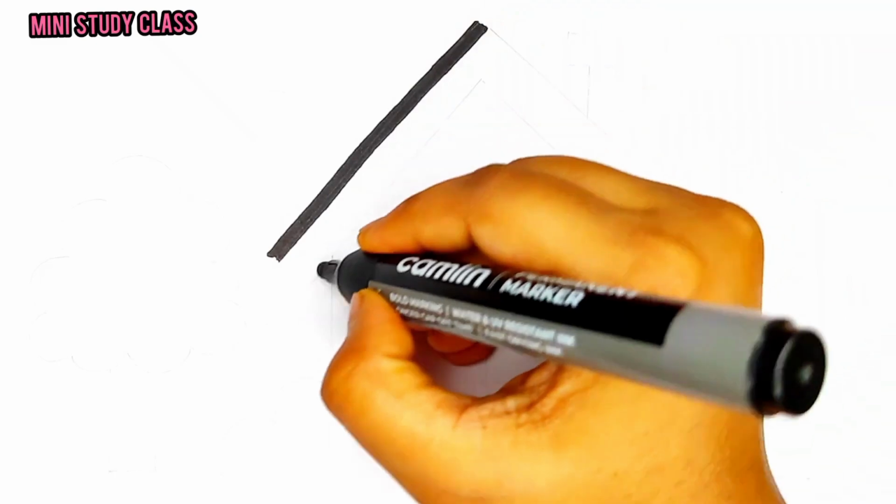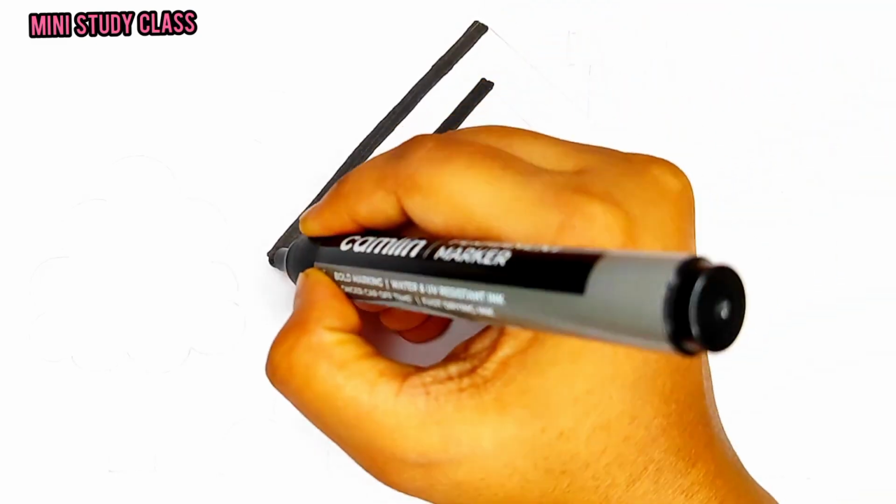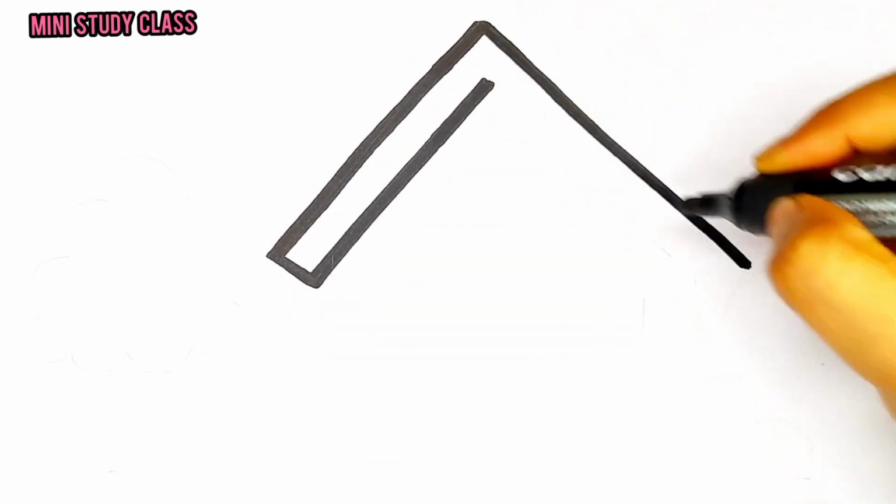First, we draw a straight line. Next, parallelly, we draw another straight line. And join this too. Here, our roof drawing is completed.